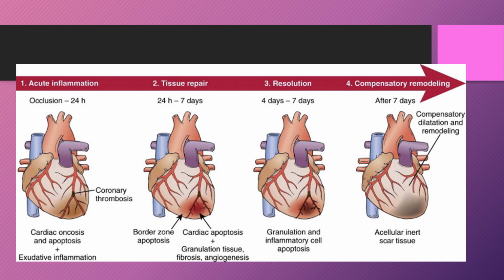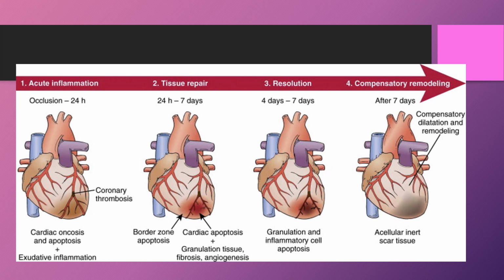And as that cardiac apoptosis and even border zone around where the initial injury occurred, there's a granulation of tissue, fibrosis, and angiogenesis. So new blood vessels will form, tissue becomes granulated, and scar tissue starts to form. That's during the tissue repair phase. As there is that border zone apoptosis, more cells may continue to die in that 24-hour to 7-day period, and the cardiac enzymes may continue to rise in the blood.